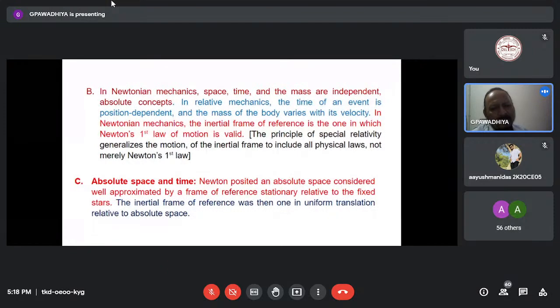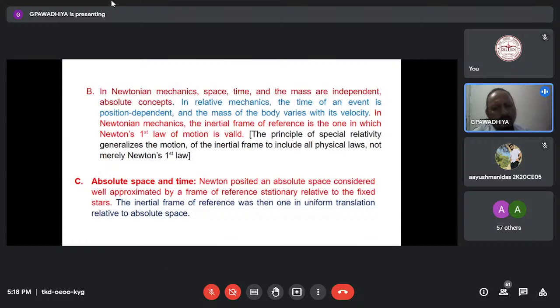In Newtonian mechanics, the inertial frame of reference is the one in which Newton's first law of motion is valid. This is one important thing. So the first law of motion defines the inertial frame of reference. The principle of special relativity generalizes the motion of the inertial frame to include all physical laws and Newton's first law. So the theory of special relativity generalizes the physical laws, and it includes Newtonian mechanics also.